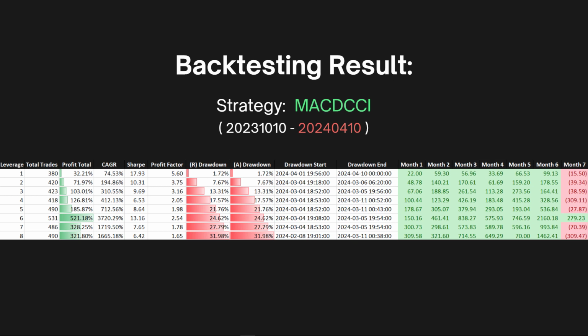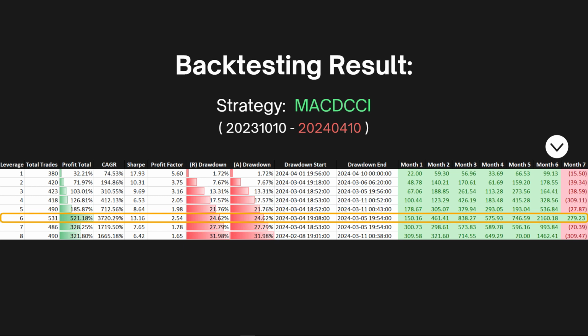When examining these backtest results, if the goal is to follow a stable and low-risk strategy, leverage level 1 may be the best option as it has the highest Sharpe ratio. However, if the aim is to achieve the highest profit, leverage level 6 could be considered. This level yielded the highest profit of 521% over 6 months of backtesting, with an acceptable drawdown of 24%. It's worth noting that this drawdown only lasted for 1 day and there was consistent profit every month.